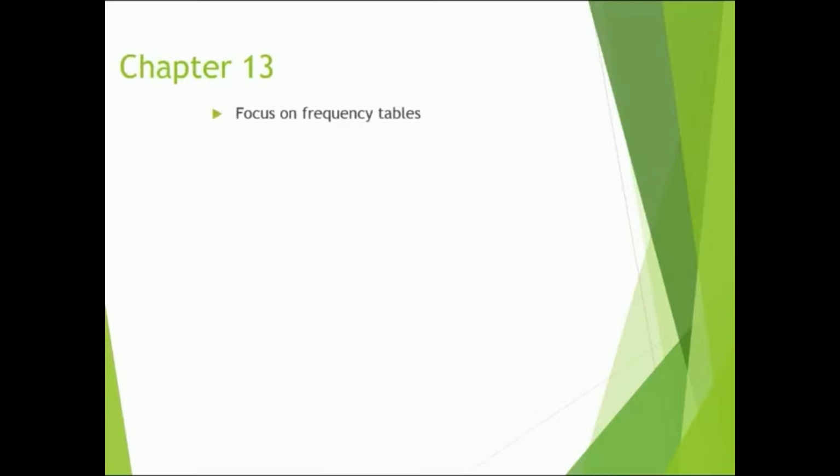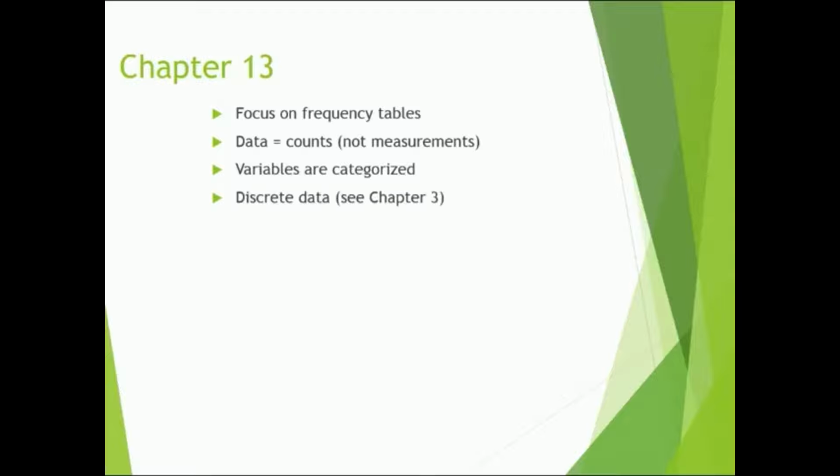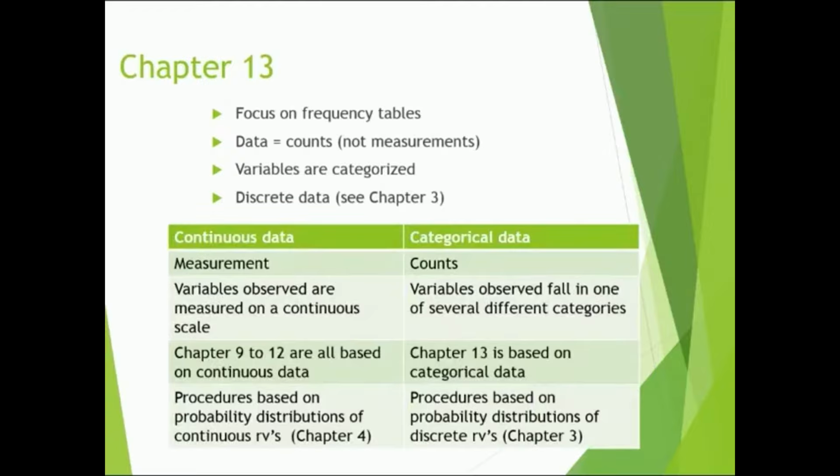The data in this chapter are counts, not measurements. The variables are categorized. And we're working, therefore, with discrete data, with a theoretical background, that which we did in chapter 3. Now let's just have a look again at the difference between continuous and categorical data. For continuous data, we have measurements. The variables that we observe can be measured on a continuous scale.